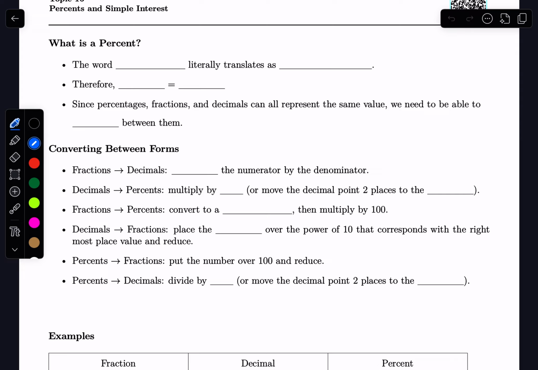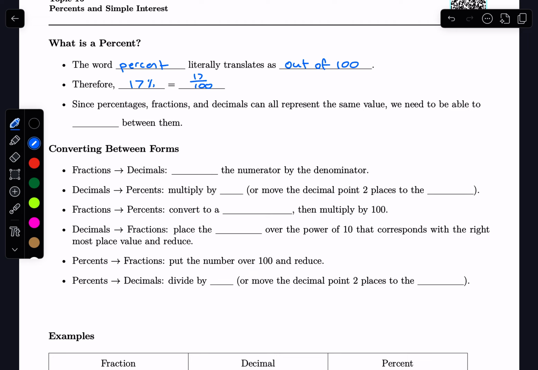So what is a percent? The word percent actually tells you exactly what it is because we've learned the word per means to divide, and then cent, think about money. What is 1 cent? It's 1/100th of a dollar. So percent literally translates to out of 100 or divided by 100. So if we have something like 17%, that literally equals 17 over 100. So percent straight up just means to divide that number by 100.